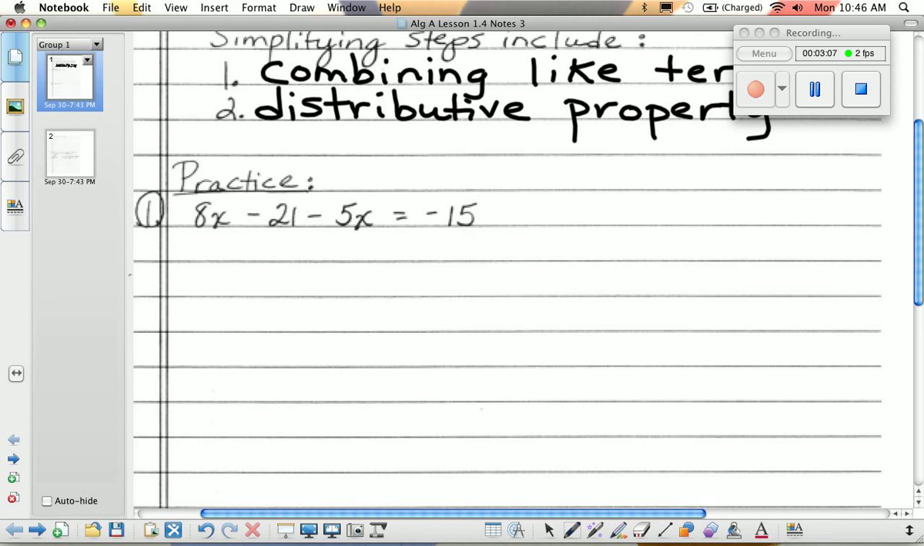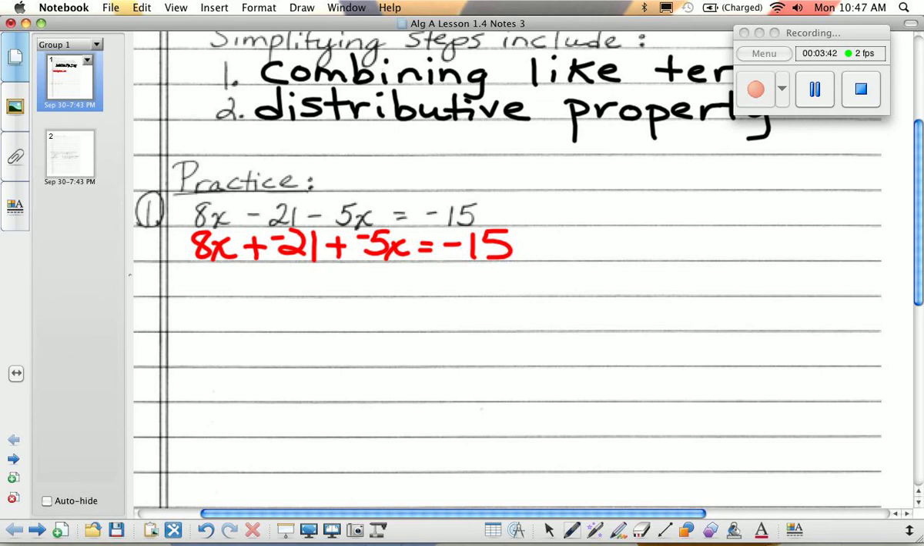Do we have any distributive property to take care of in this equation? No, we don't. So now we're going to look to see if we have any like terms we can combine. But before we do that, we're going to change it to an add the opposite problem. We're going to get rid of the subtraction. So 8x, plus instead of subtract 21, it'll be plus a negative 21. Instead of subtract 5x, it'll be plus a negative 5x. And yes, we're going to change all subtraction to add the opposite, because I have watched students do this long enough to know they're more successful with these equations when they do.